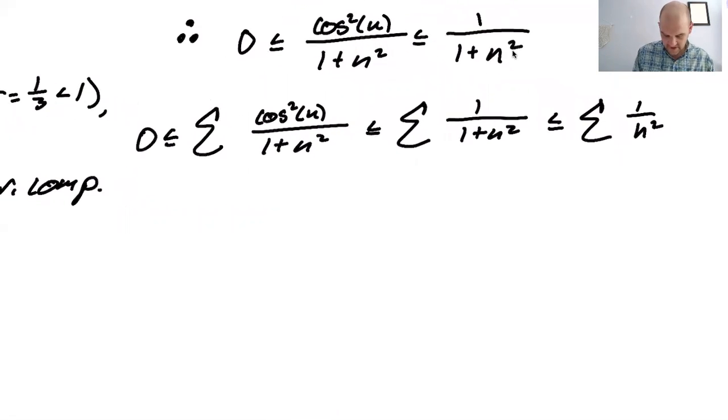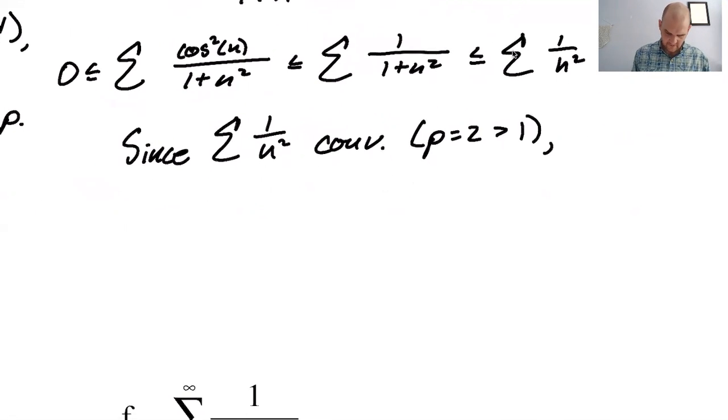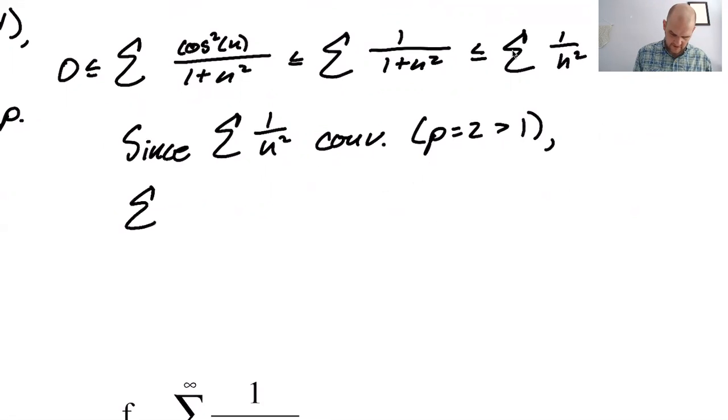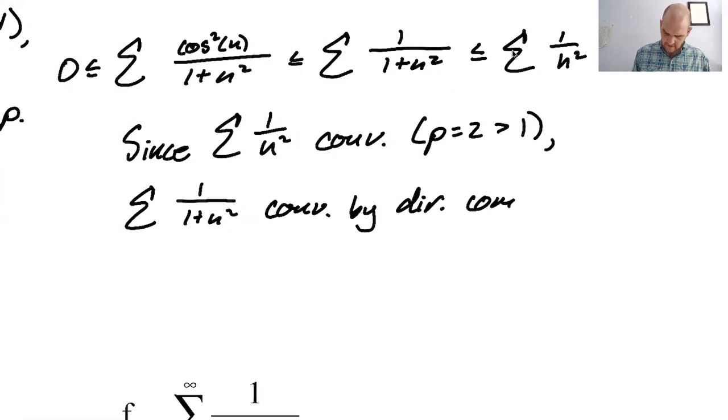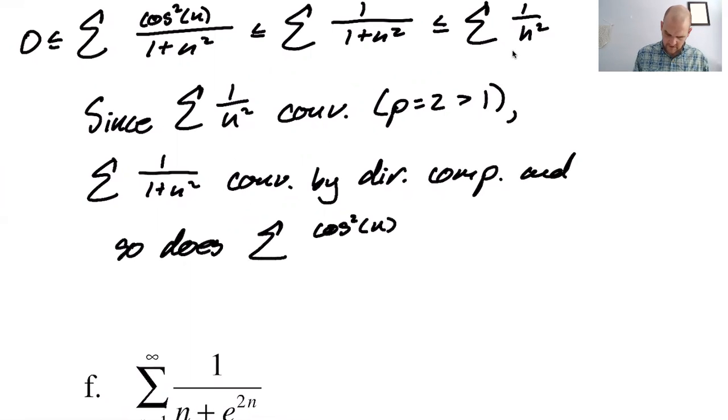So here, we're basically done. I'm going to say since the sum of 1 over n squared converges, p equals 2, which is greater than 1, I'll say 1 over 1 plus n squared converges by direct comparison. I could have used the transitive property, like if, then, whatever. And so does the sum of cosine squared of n over 1 plus n squared.